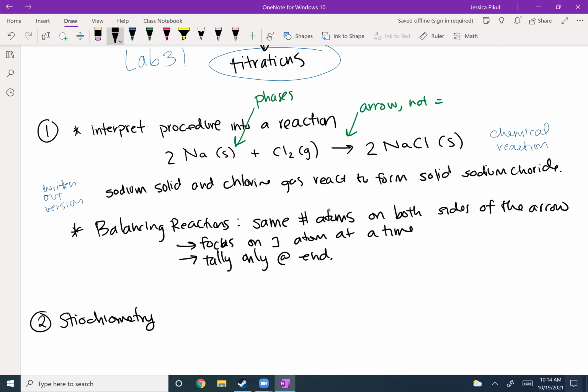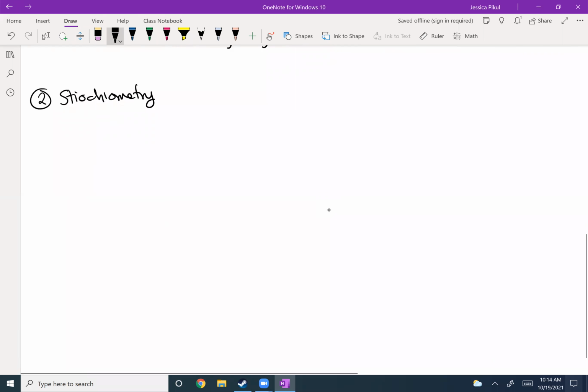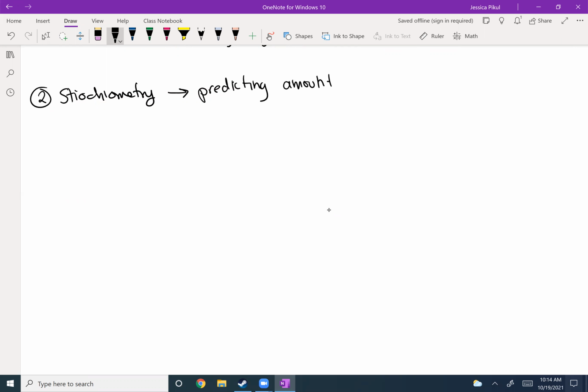All right, stoichiometry, it's that big word. So really this is about predicting the amount of something that you'll form. And sometimes it's products, sometimes it's actually how much of the reactants you need to use. So you might go lots of different ways, but in general we use this tool to predict the amount of something that will form.